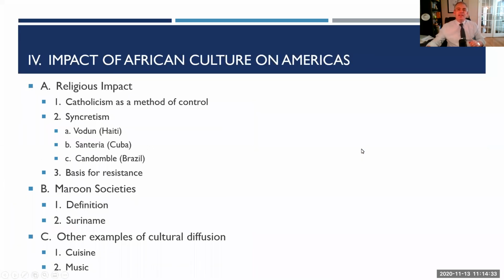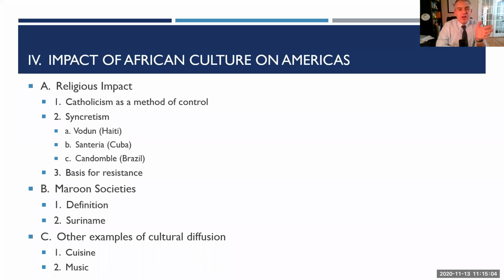So, our last thing is the impact of African culture on the Americas. One of the things we've talked about is the introduction of European culture is going to transform the Americas. Catholicism is brought in, large scale agriculture is brought in. Native American culture is going to influence the European culture through forms of syncretism. We're also going to bring in this third group, the enslaved Africans. And that is going to have an impact on culture in the Americas.